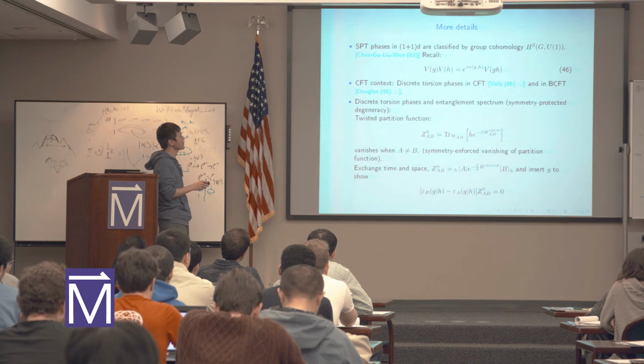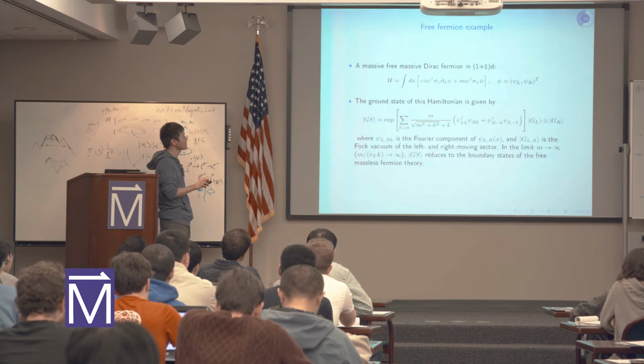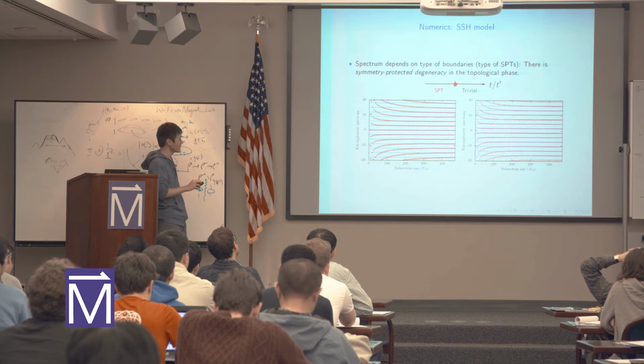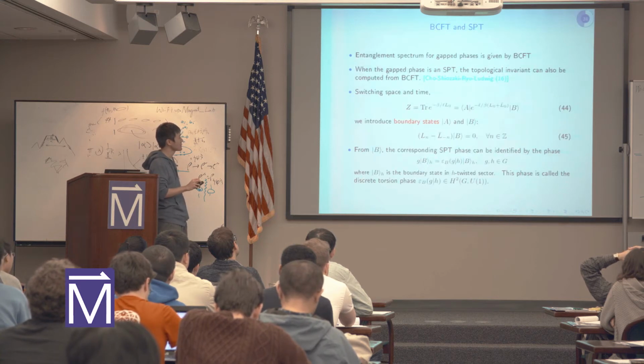Right? So this is a topological invariant. So the question is, can we get such a phase from the knowledge of the boundary conformal field theory? And the answer is yes, and we could do it. So how do we do it?